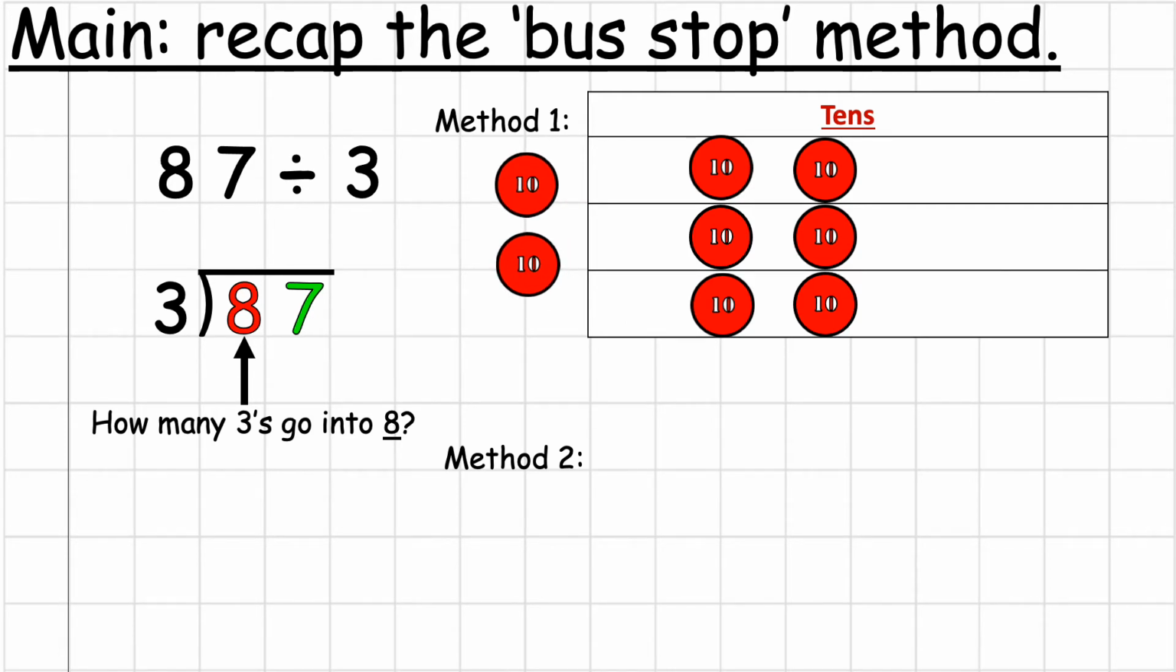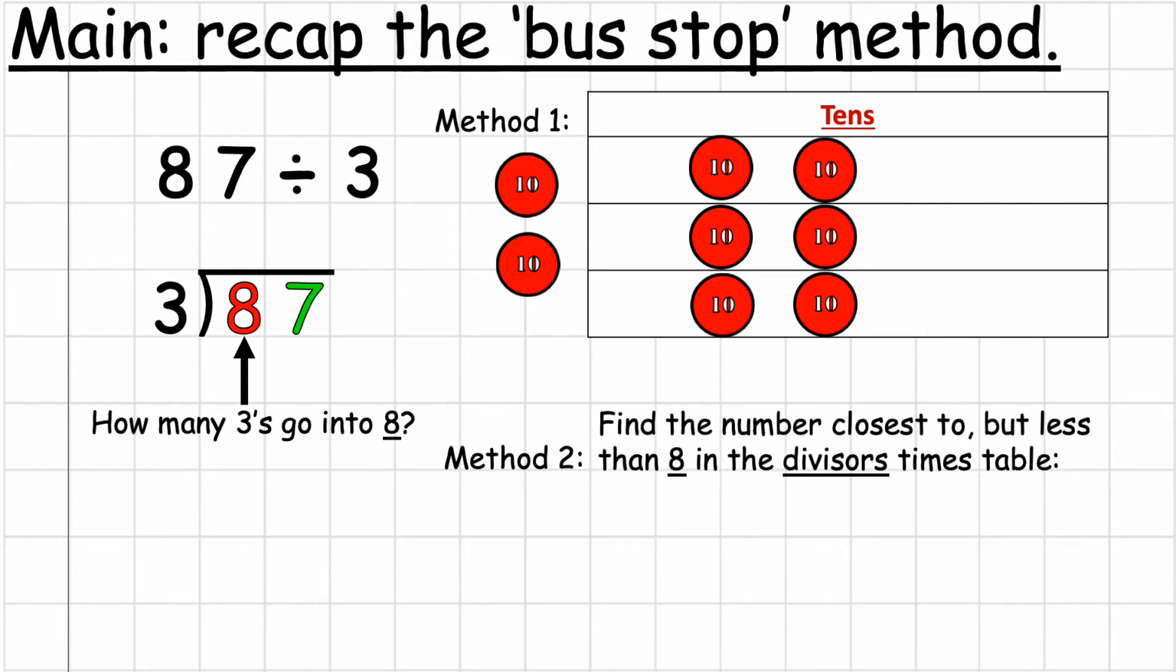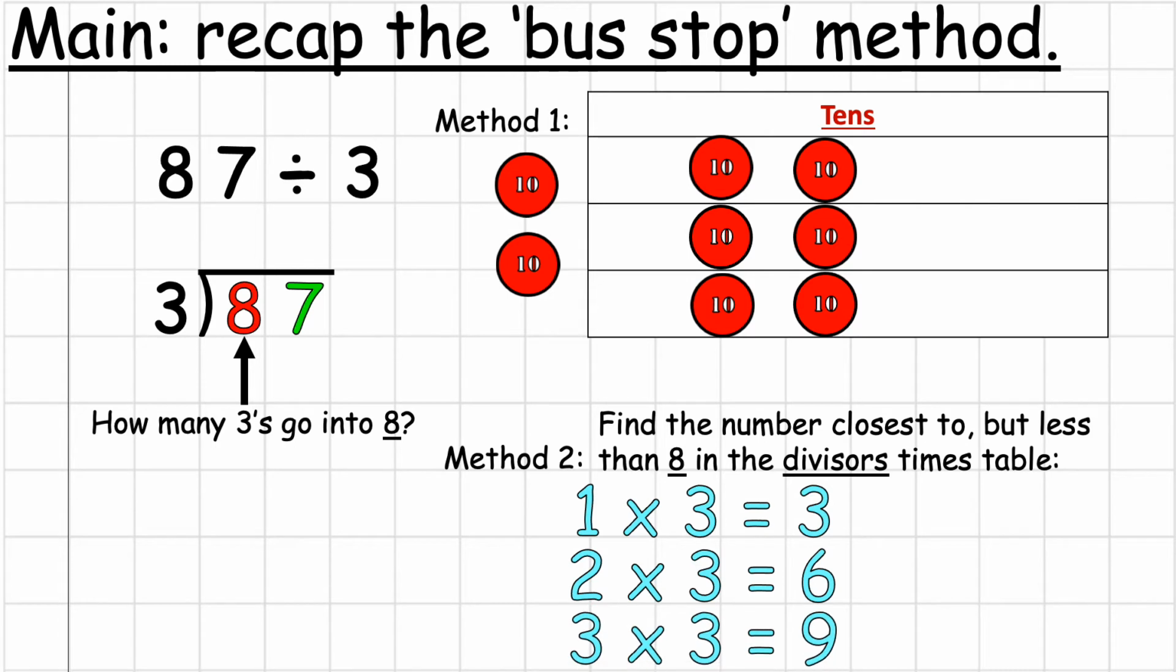A second method, which hopefully should give us the same answer, is we're going to find the number closest to, but less than 8, in the divisor's times table. Our divisor, of course, is 3. So 1 times 3 is 3. It's kind of close to 8, but 2 times 3, 6, is even closer. What about 3 times 3? Well, 3 times 3 is 9, and that, of course, is too big, because our number has to be less than or equal to.